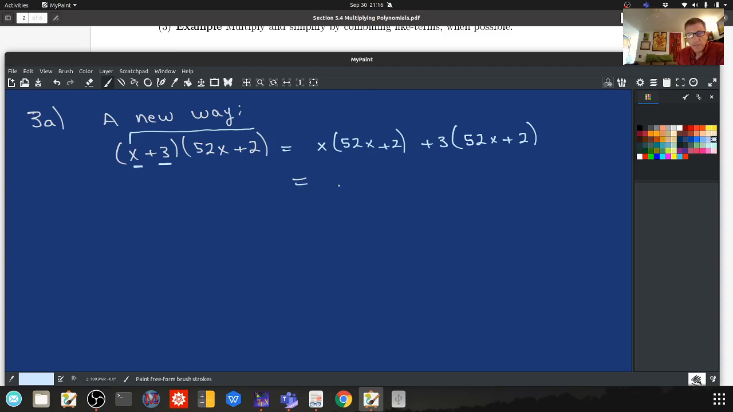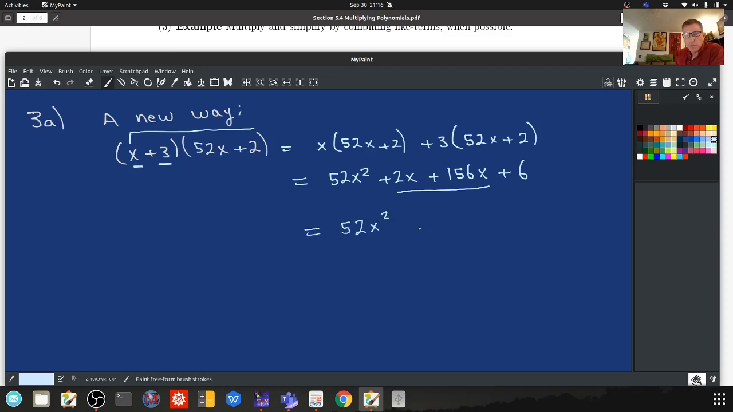So x times 52x is 52x squared. X times 2 is plus 2x. 3 times 52x is 156x. And then 3 times 2 is plus 6. And you notice we get the exact same ordering as we did when we used the FOIL method. The only thing about this is I think it breaks it up to one more step. You don't have to remember what's first, what's outer, what's inner, what's last. We still have to simplify.